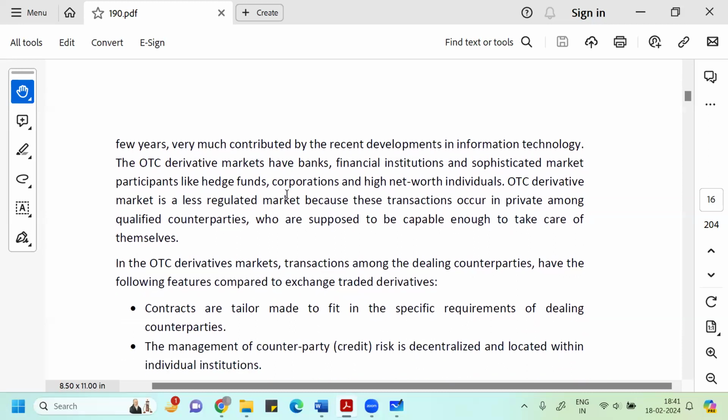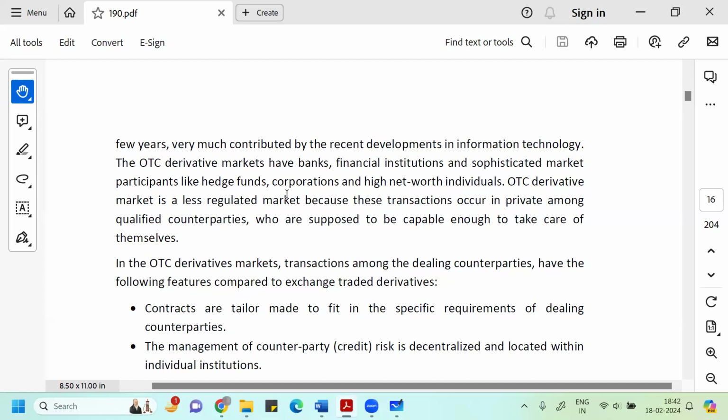The OTC derivative market is less regulated because there's no capital market regulator as there is for the instruments trading on NSE and BSE. SEBI is the regulator there, and for any instrument where currency is involved, RBI also comes in as a regulator. But OTC derivatives are less regulated because these transactions occur privately among qualified counterparties who are supposed to be capable enough to take care of themselves. I hope you understood, in simple English.